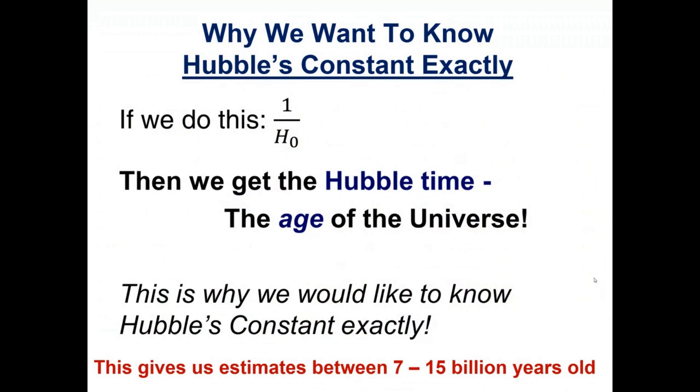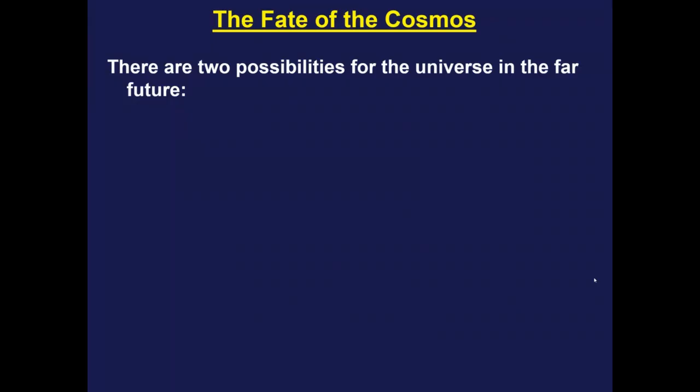So, how do we know the age of the universe? It's simple. Take Hubble's constant and just do 1 divided by Hubble's constant, and that gives you the age of the universe. That's called Hubble time. This is why a lot of scientists study Hubble's constant to get as accurate a measure as we can, because the current measure that we get is not super accurate. It's 7 to 15 billion years old. But the best studies that we have tell us the Big Bang was about 13.8 billion years ago. And that's in that range. So the universe is about 13.8 billion years old.